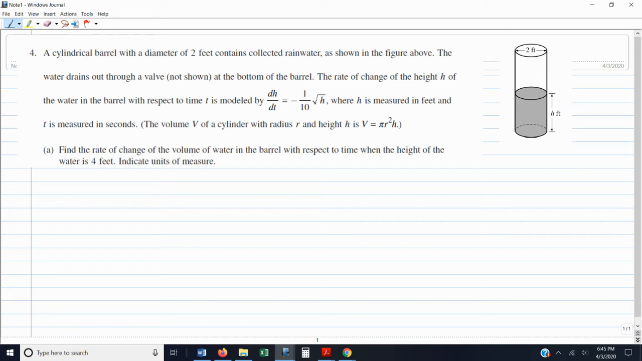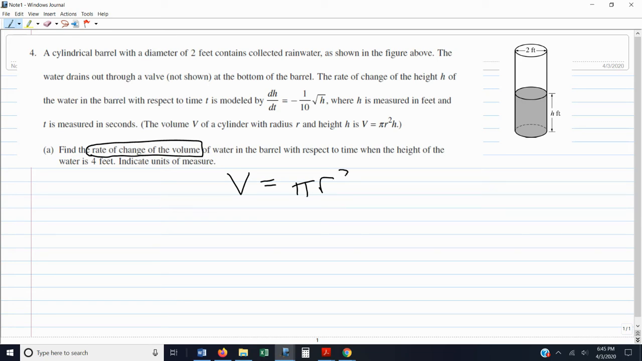Part A asks for the rate of change of the volume of water in the barrel with respect to time when the height of the water is 4 feet, and to indicate units of measure. So they are asking you for the rate of change of the volume. And if you would like to pause and think about how you would solve this or what they're specifically asking for, you can go ahead and do that now.